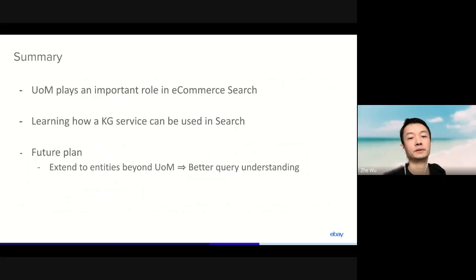To sum it up, unit of measure plays an important role in e-commerce search, and eBay is learning how to use and build a KG to empower search, to make search better. In the future, we plan to extend entities beyond UOM. The high-level goal is to really achieve better query understanding. Thank you.